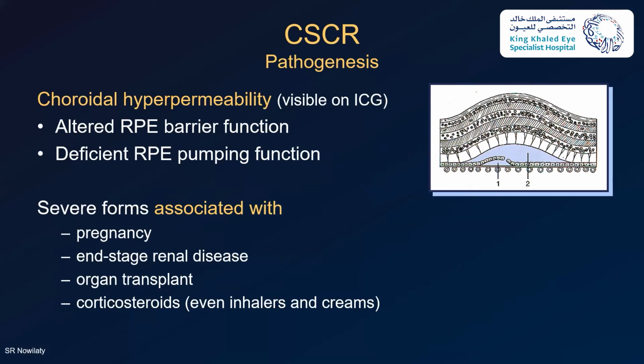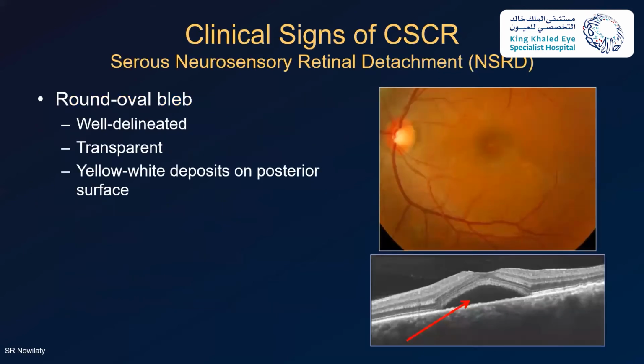And you can have sometimes a central serous retinopathy that is not idiopathic, but associated with other conditions such as pregnancy or end-stage renal disease, where there's a lot of overflow of fluid in the body. And sometimes in organ transplanted patients who receive a lot of steroids, and in general, corticosteroids, even inhalers, can trigger a central serous response. So what are the signs of central serous retinopathy?